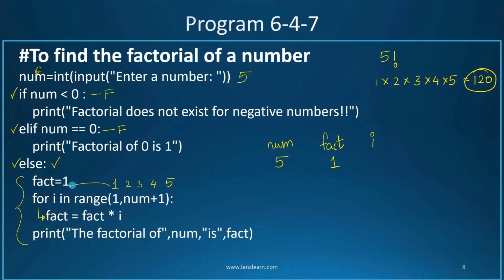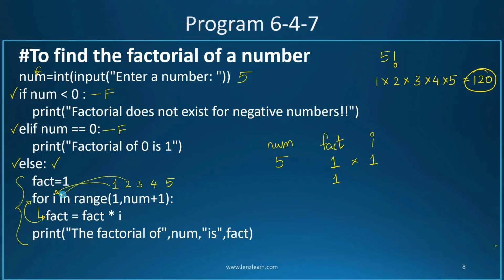So the first value 1 will be loaded into I, and then the value of fact will be calculated by multiplying the value of fact into the value of I. So right now the value of I is 1. I will multiply the value of fact and I. So 1 into 1, so the answer will be 1. That will be loaded into fact. Once fact equal to fact into I statement is executed, the control will go back to for.